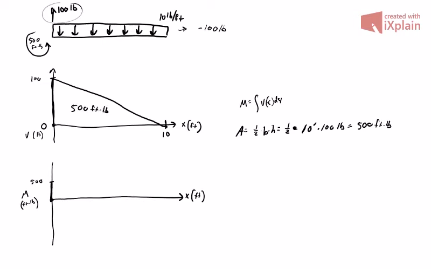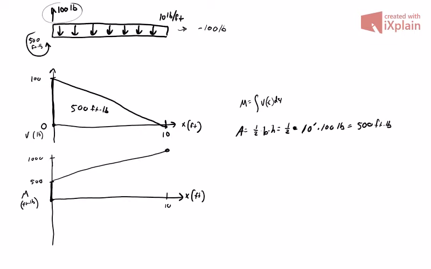And it's above the x-axis, therefore it's positive. So we started at 500 foot-pounds. If we have a positive 500 foot-pounds, that would put us at 1,000 at 10 feet. So we go up and up and up and up.